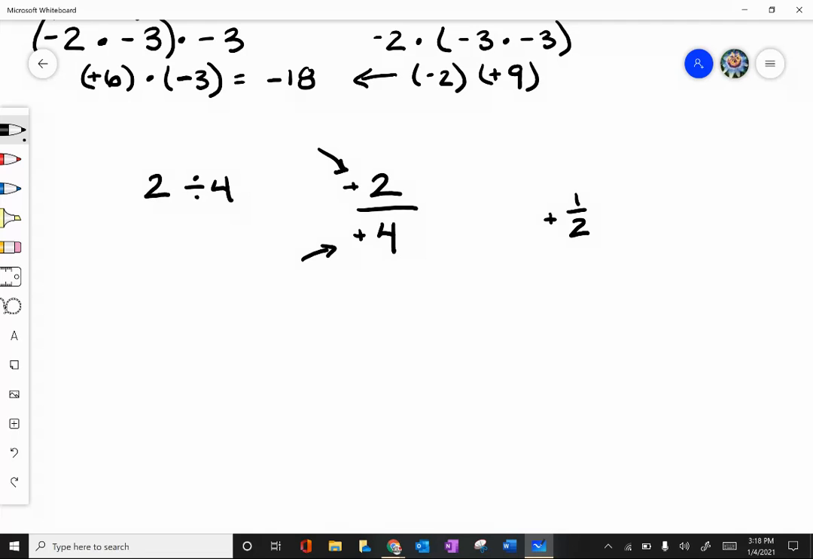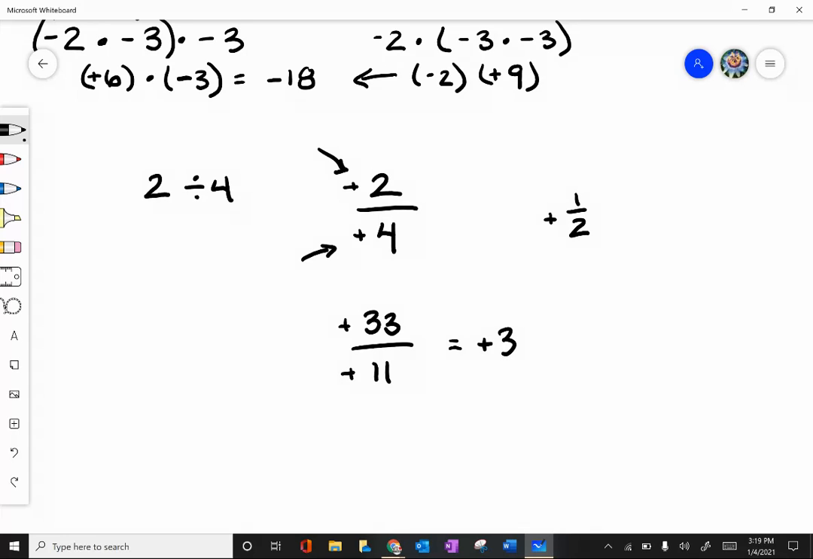You're taking 2 and dividing it by 4. If it were a little bit harder, maybe 33 divided by 11. Your answer is positive because both parts of your division problem are positive. They have the same sign. They'll end up being positive, so you'll get a positive 3 as the answer in this case.